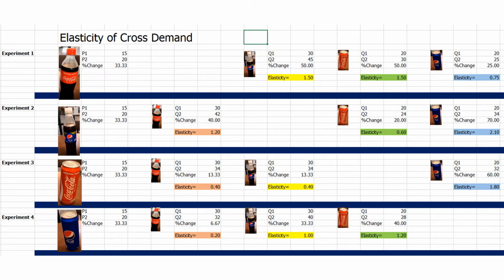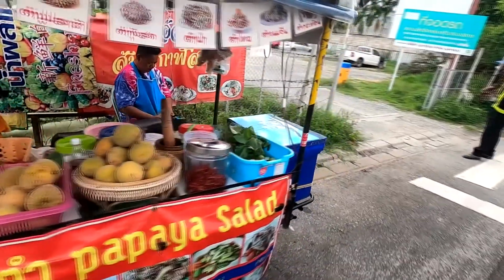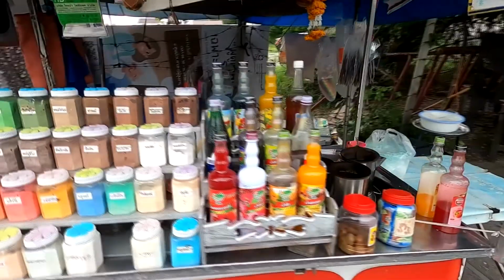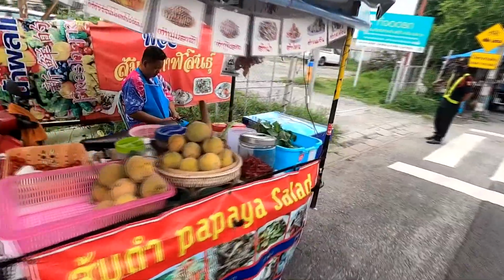However, if the elasticity is zero, it means that the price change of product B cannot affect the quantity of product A. You can see that the relationship does not exist. They are not competing. And we cannot count both of them into the same market segment.